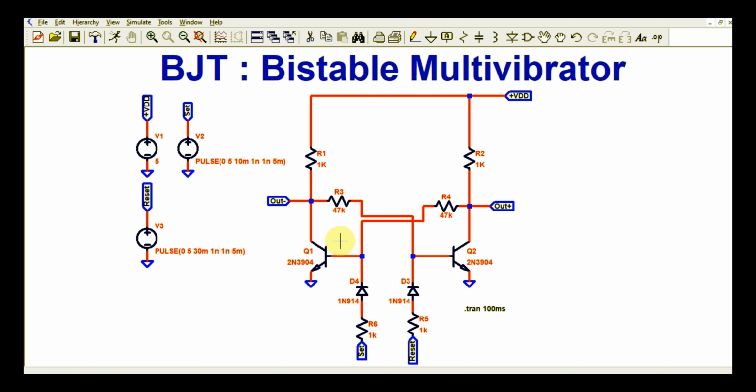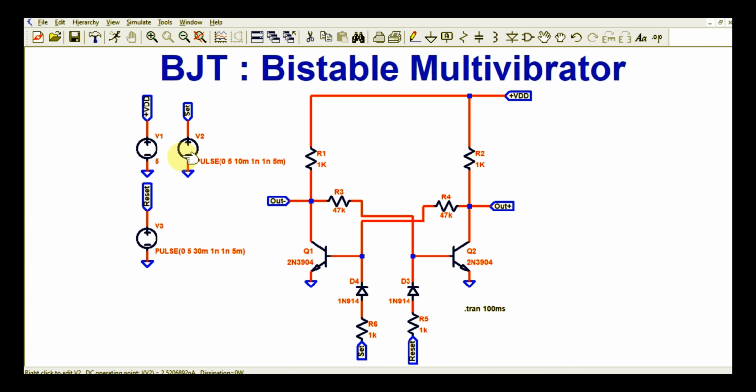You can see there are two transistors Q1 and Q2 connected, two resistors R1 and R2 connected, and two trigger pulses which are given using the R6 resistor and D4 diode. This one I named as set and this one I named as reset. This is also R5 along with D3, right?